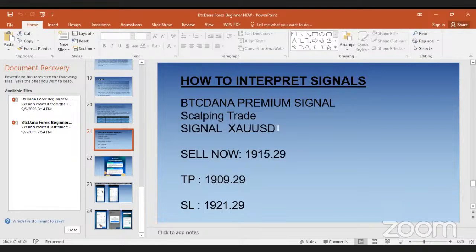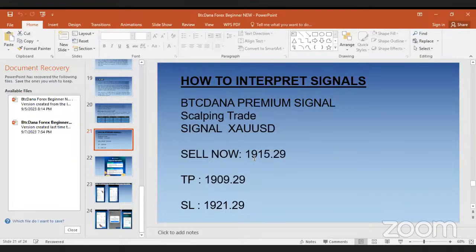But for a scalping trade, the XAU USD analysis was made on the 15-minute time frame. That is why it's a scalping trade. So that means this trade is not going to go for long. It can just go for maybe 15, 30, even up to 1 hour. So that is a scalping trade.